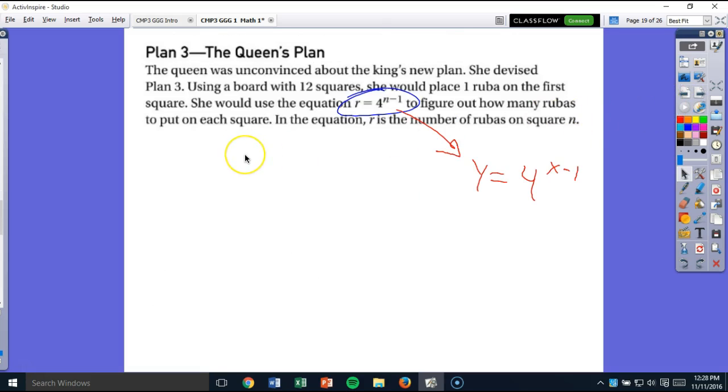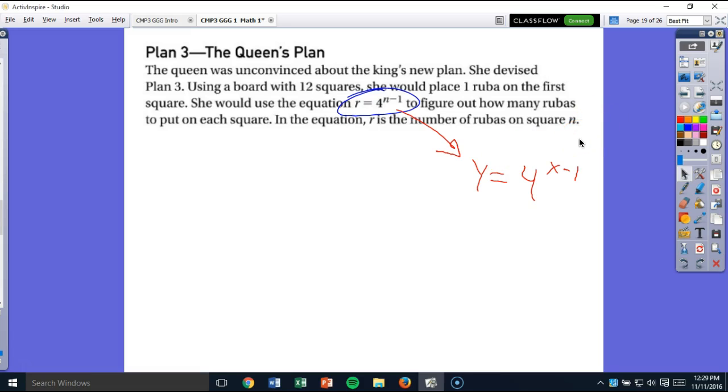Well, then the queen, not so trusting of her husband. The queen's plan says the queen was unconvinced about the king's new plan, so she devised plan 3. Using a board with only 12 squares, haha, she would place 1 ruba on the first square. She would use the equation r equals 4 to the n minus 1, or if you want to use letters that you might be more familiar with, y equals 4 to the x minus 1, to figure out how many rubas to put on each square. In the equation, r, or y, is the number of rubas on square n, or x.